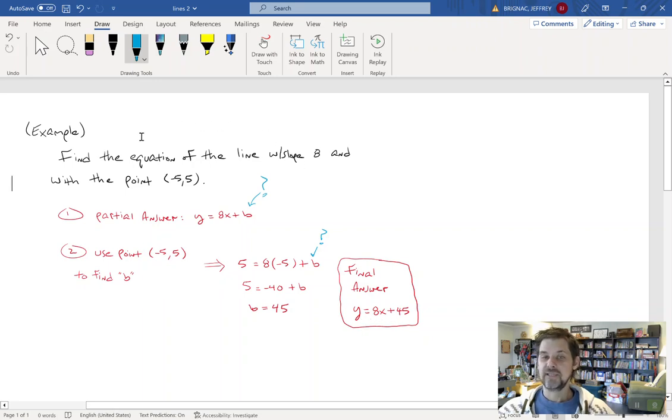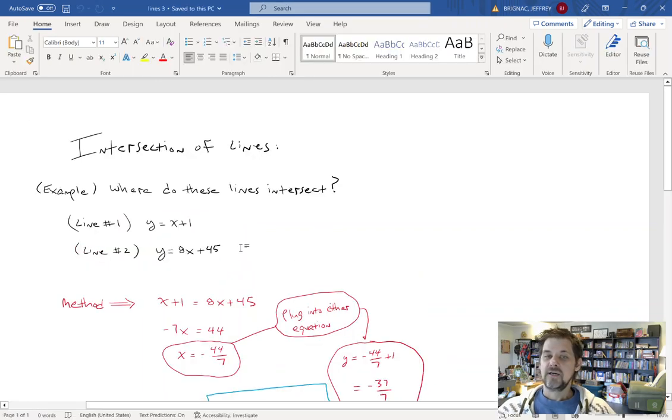So this one is maybe even a little easier than the last one. When you tell me the slope right off the bat, then I know that number's 8, and it's just a matter of figuring out the b with the other known point. All right, so let's do one last one.